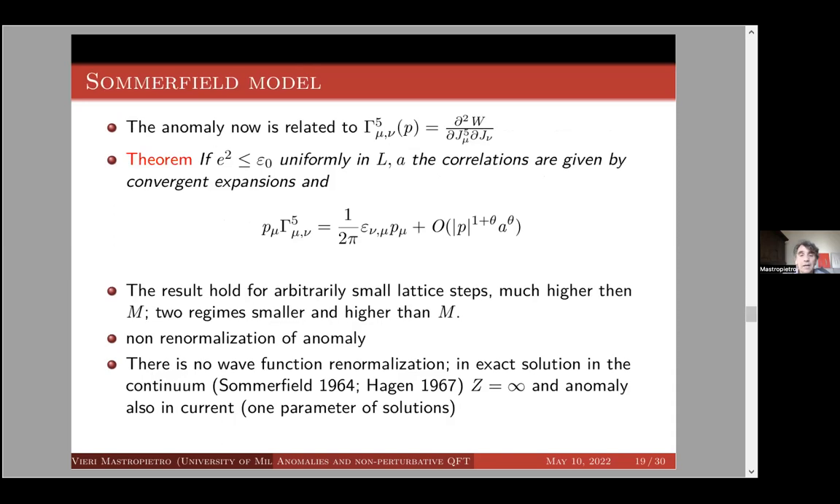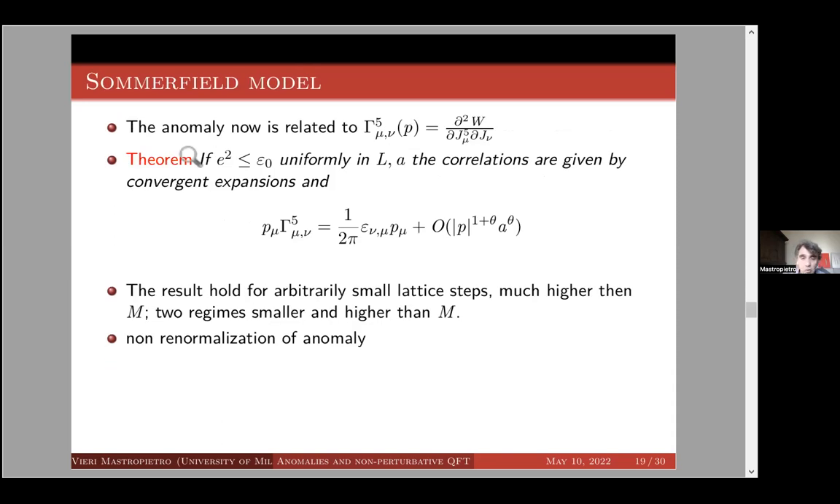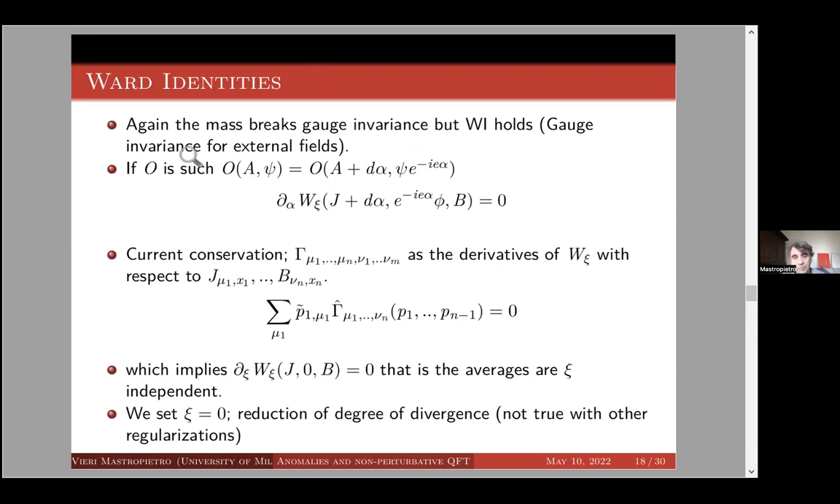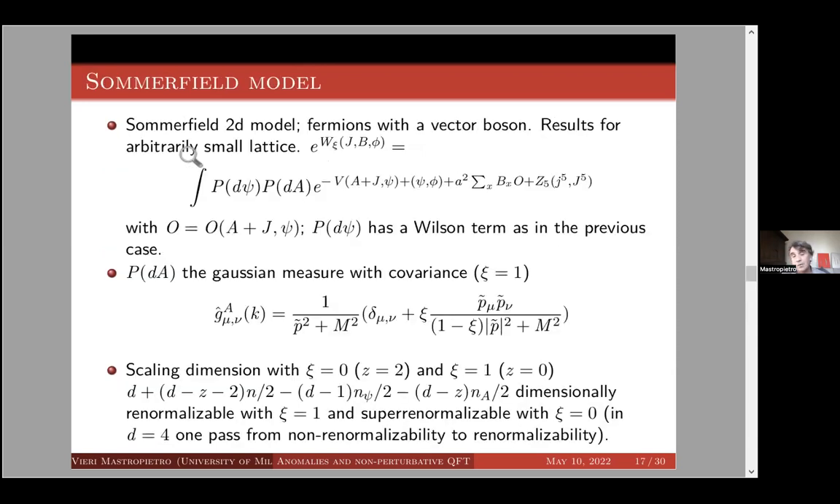So what is this? I'm considering now a model in two dimensions. Before it was in four dimensions, now I am in two dimensions. This is a lattice analog of the Sommerfeld model. It's essentially quantum electrodynamics with a mass. Okay, I'm considering quantum electrodynamics with a mass. So the definitions are the same, P in the psi, P in the A.